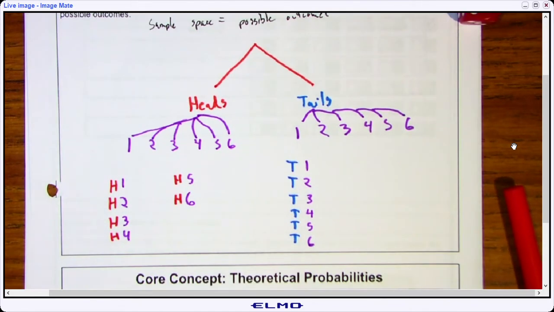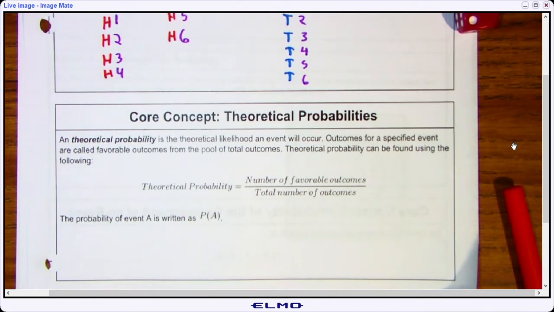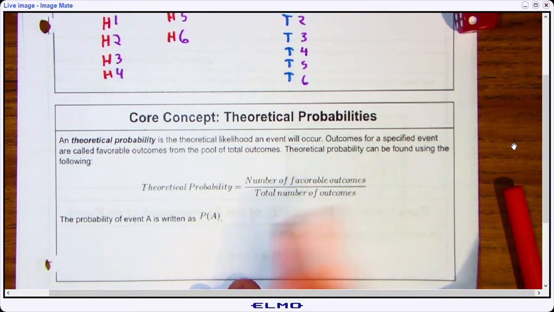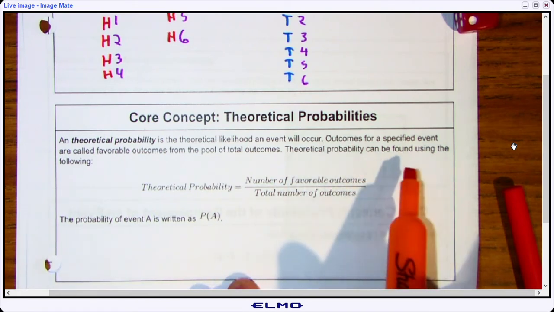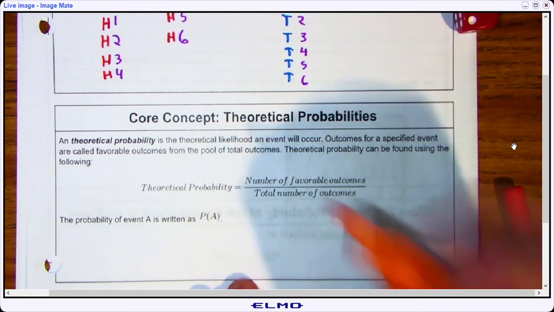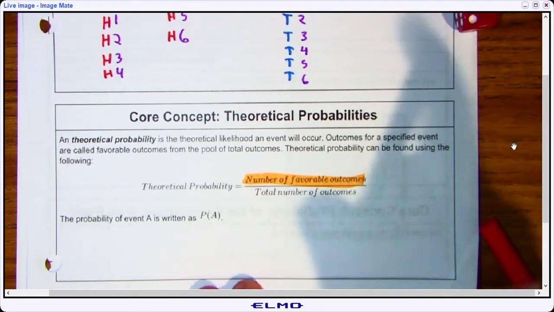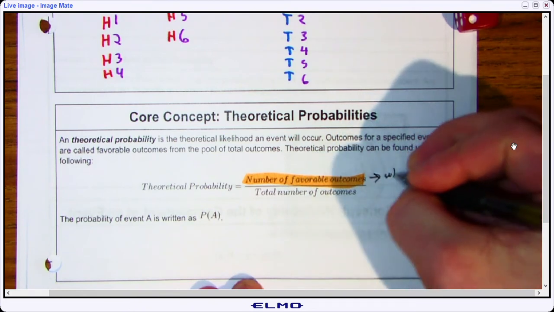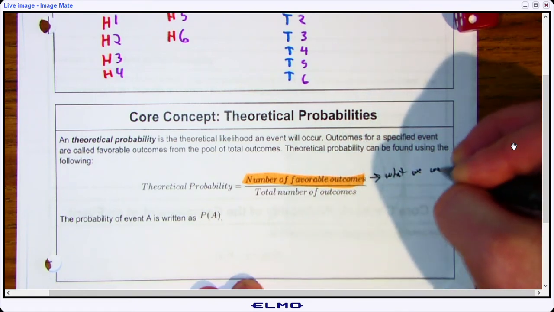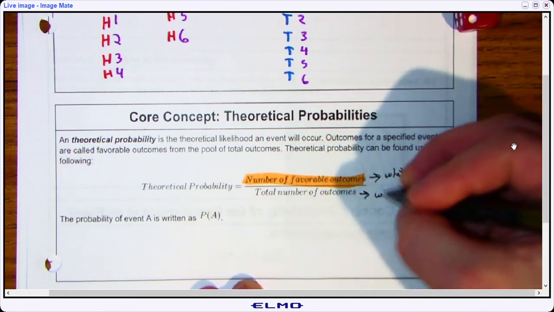If we go on and we look at this concept of theoretical probabilities, right? A theoretical probability is just what's theoretically likely to happen. So they say the outcomes for a specified event are called favorable outcomes from the pool of total outcomes. So a favorable outcome is just, another way to say that is just what we want to happen. Okay, so what we want. And then out of the total number of outcomes, that's just our sample space. That's just what's possible.